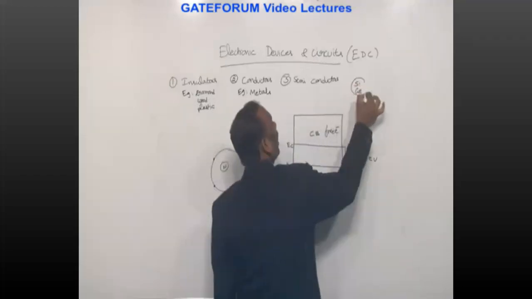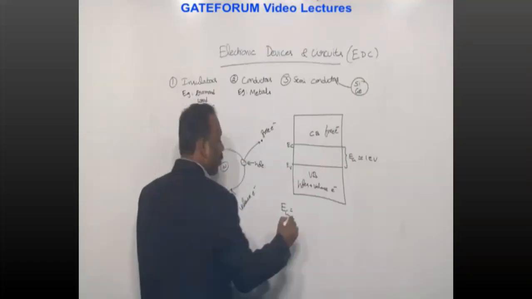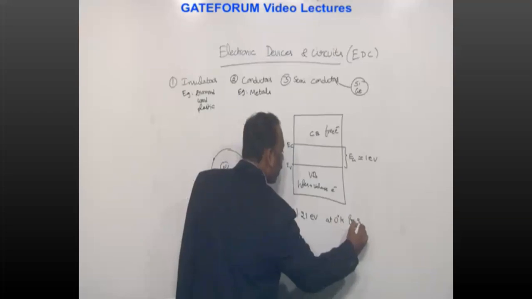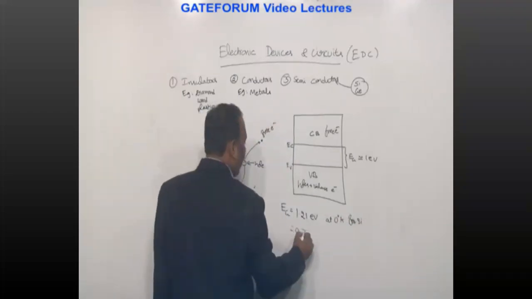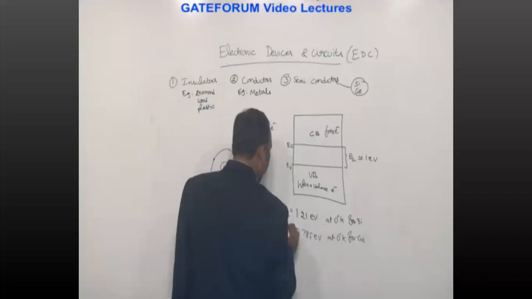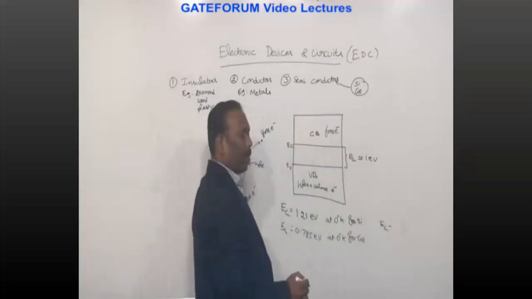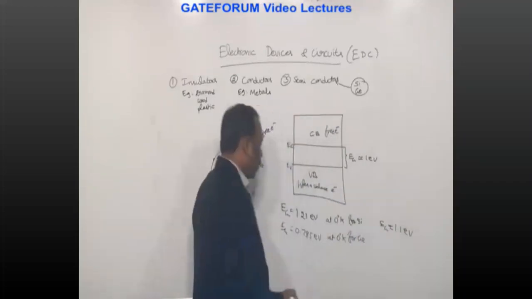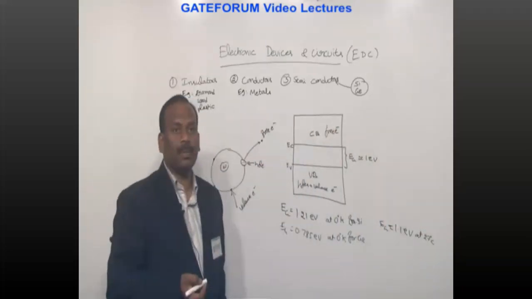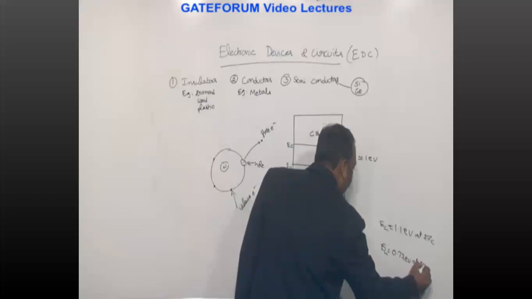Only these are used as semiconductors. The forbidden energy gap is equal to 1.21 electron volt at 0 degree Kelvin for silicon, and 0.785 electron volt at 0 degree Kelvin for germanium. Clear? Now, this Eg equals 1.1 electron volt at 27 degree centigrade, that is, at room temperature, for silicon. And for germanium, it is 0.72 electron volts. I'll give a formula also.